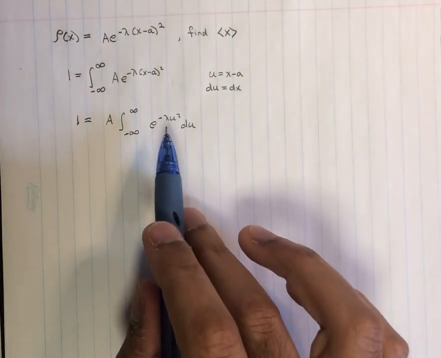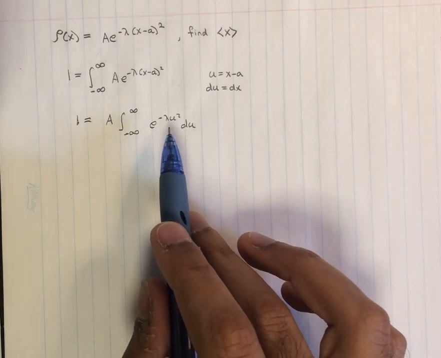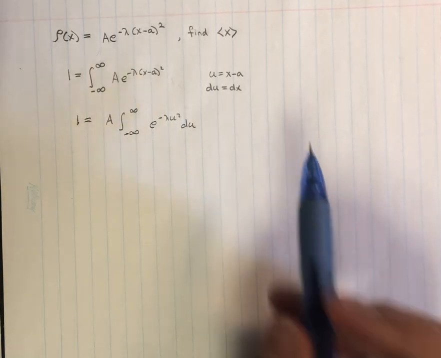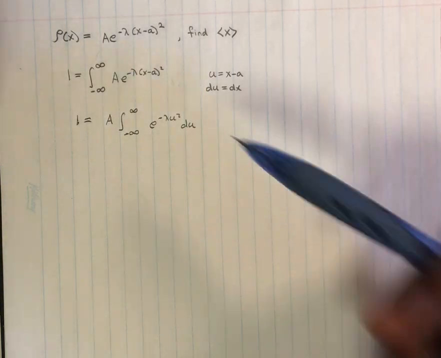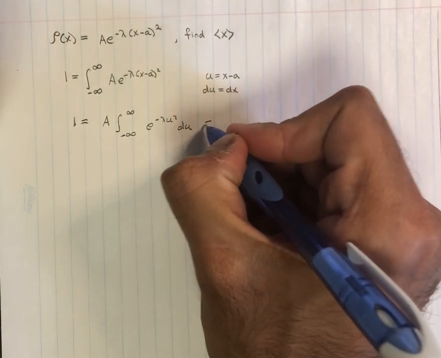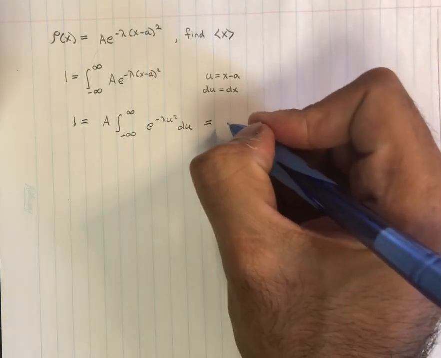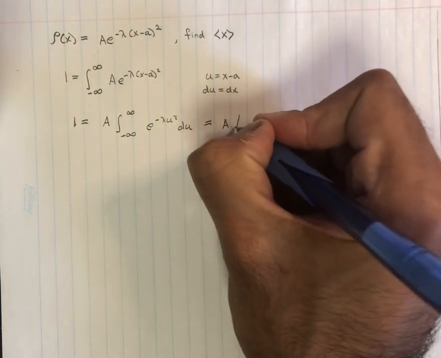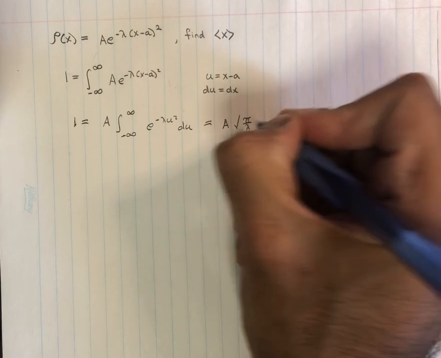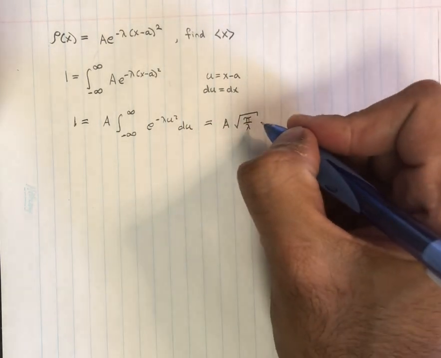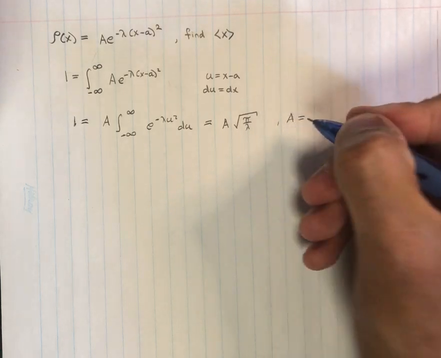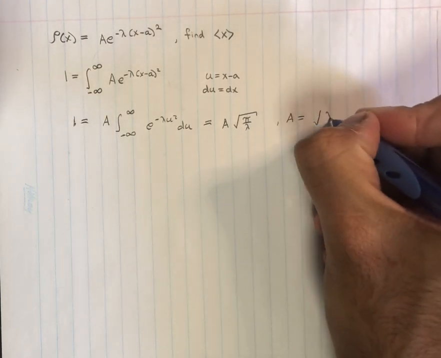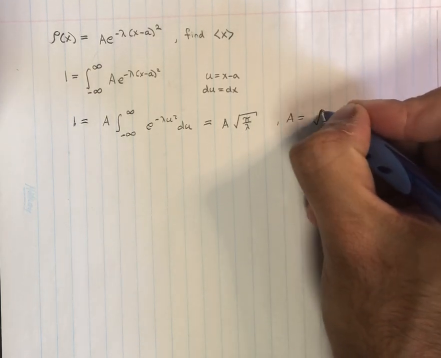Now this is an elementary integral. We know this from a typical Gaussian table. If you want to do this in polar coordinates, it's also possible. But generally your teachers are not going to expect you to do this by hand. So we know this is equal to a times the square root of pi over lambda. Therefore, we can solve for a to be the square root of lambda over pi.